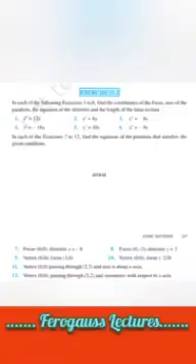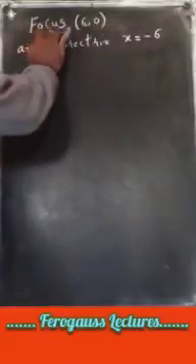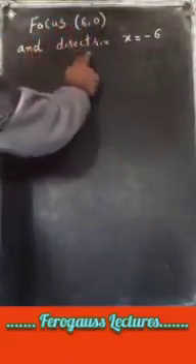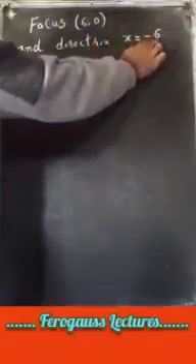Now let us take one more question. Here we have to find the equation of the parabola when the focus of the parabola is (6, 0) and the equation of the directrix is x equals minus 6. Let us find the equation of the parabola. Here the focus of the parabola is (6, 0) and the directrix is x equals minus 6.